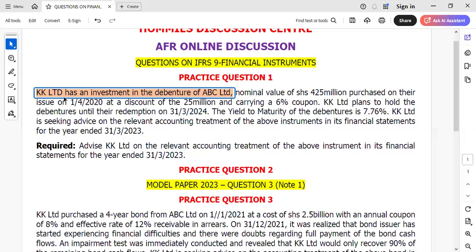KK Limited has an investment in the debenture of ABC Limited. It means that ABC Limited issued a debenture, okay? And you, as KK Limited, gave money to ABC. So it means that KK Limited is the lender. If you want to understand this, it is like a lender. So if you're a lender, you're like an investor, so you will be recognizing a financial asset in your books. Okay. Is it clear, colleagues? Yes, it is.